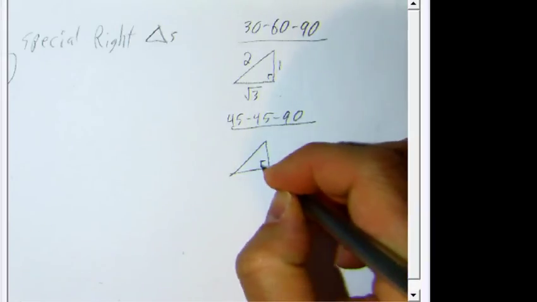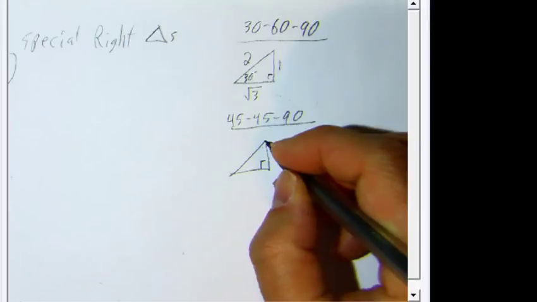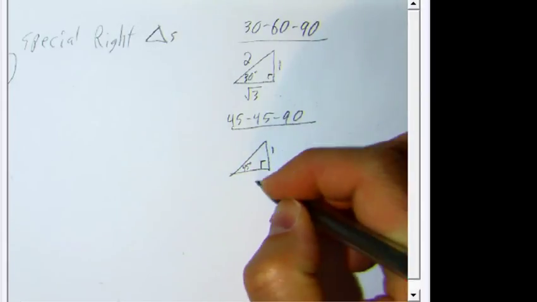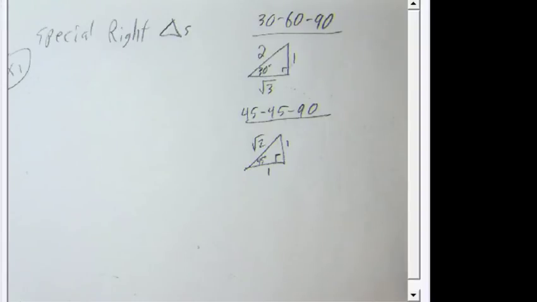And then we have a 45, 45, 90. For that one, these are both 45s. Then we have 1, 1, and square root of 2. So those are our special right triangle rules.